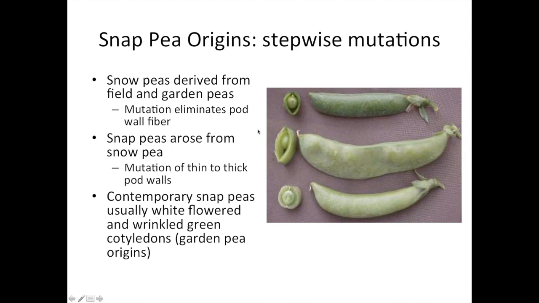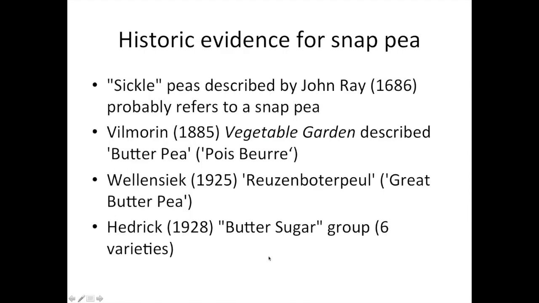Snap peas arose also from snow peas with a second mutation that would change the pod wall thickness from thin, as you see here in this picture for the snow pea, to thick with the snap pea. Most of the modern day snap peas have white flowers and wrinkled green cotyledons, which suggests that they have garden pea origins. And many of the most recent ones have been actively bred, combining interesting traits from things that were not snow peas or snap peas. But in the past, this is the kind of stepwise pattern that these types have come about.